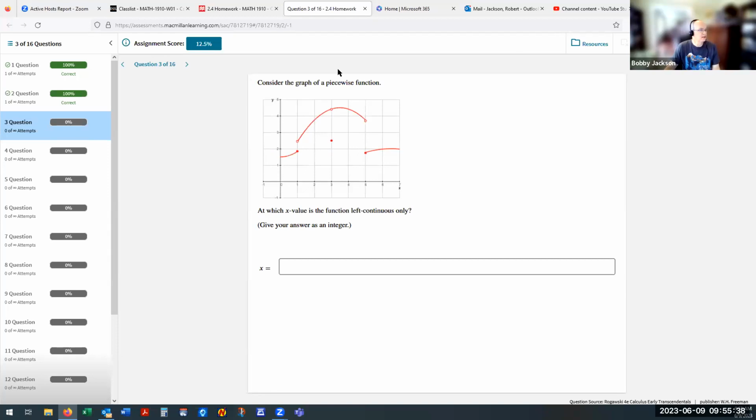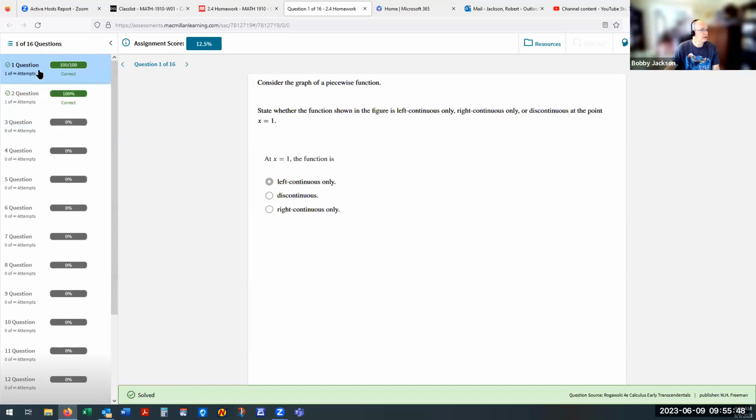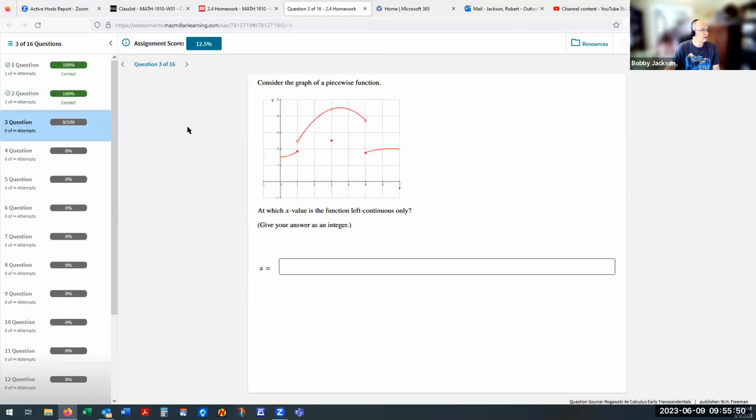Again, this graph, very similar to the one we looked at in number 1. At which value of x is the function left continuous only? It looks like the same question that we had up here. Maybe I'm just doing these things so much, it seems like the same problem. So at what value of x is the function left continuous only?